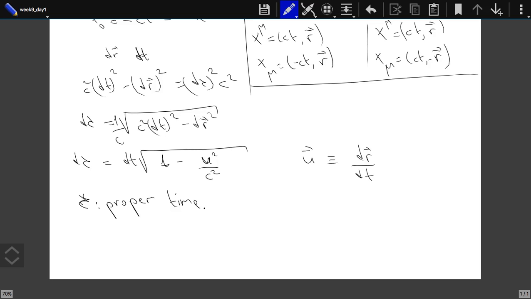Gamma, 1 over the square root of 1 minus v squared over c squared. Yes. Gamma is larger than 1. Remember, gamma is 1 over the square root of 1 minus v squared over c squared. So this is always larger than 1.